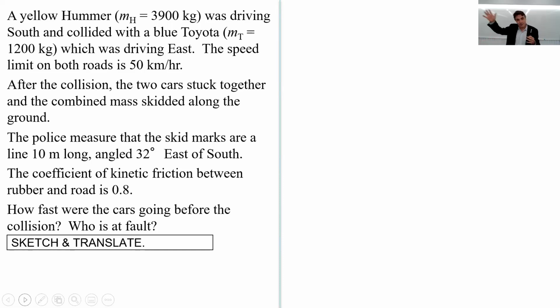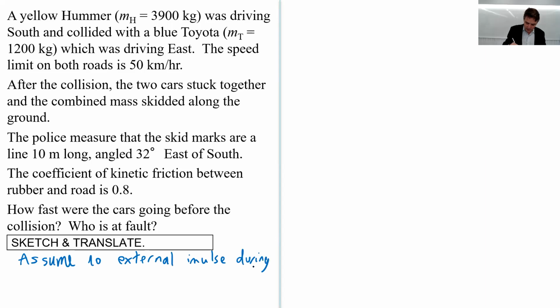And you got your protractor and realized that those skid marks went at 32 degrees east of south. And you know that the coefficient of kinetic friction, which you look up in a table, between rubber and dry pavement, because it was a dry day, is 0.8. So the question you have is, who's at fault here? How fast were these cars going just before the collision? And who's at fault? So what you're going to do is assume that there's no external impulse during the collision. This is how you can conserve momentum.